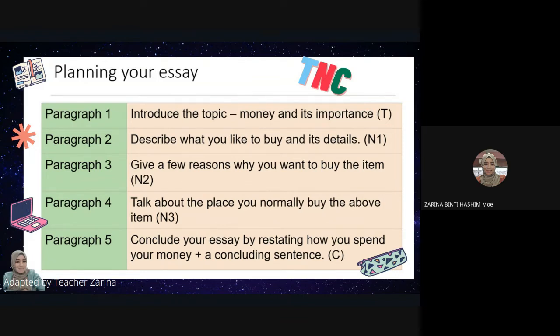Now we move on to paragraph 2. This is where you are going to start answering the 3 questions just now. Remember what you want to buy? That will be your note 1. N1 means note 1, notes number 1 just now from the questions. Describe what you like to buy and its details. So you just mention what you want to buy and the details about that product or item.